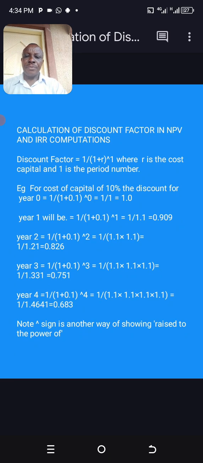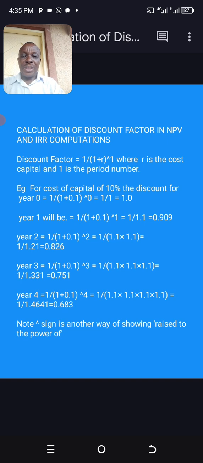Our topic today is calculation of discount factor in NPV and IRR computations. Recall that in our lectures on investment appraisal, we talked about NPV computations. We also talked about IRR computations. But one critical element in those computations is the discount factor, because if you don't have a proper discount factor, you cannot do those computations well. That's why the lecture today centers around how to compute the discount factor.